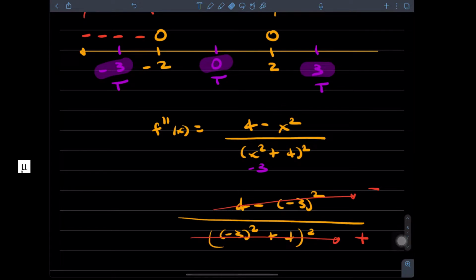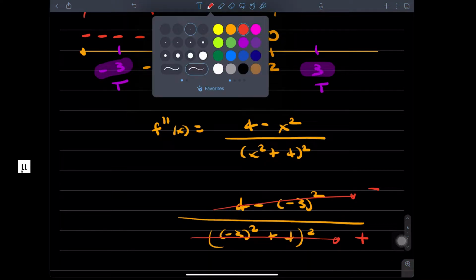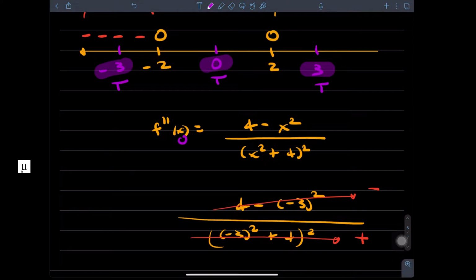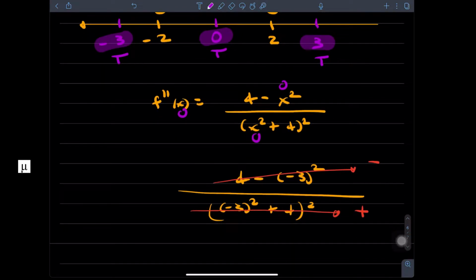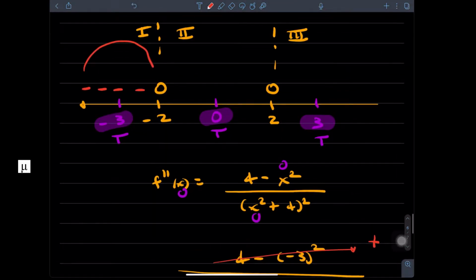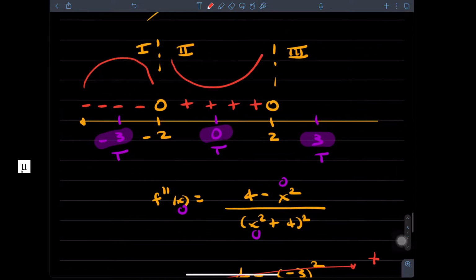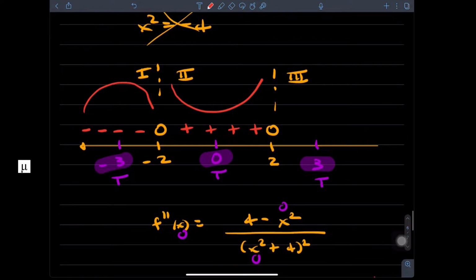Do the same thing for region 2. What represents region 2? The 0. So the denominator is positive again. We don't care. But what's 4 minus 0 now? What's the numerator going to be? It's positive. Concave up. All right, you guys okay with that? Easy breezy lemon squeezy.